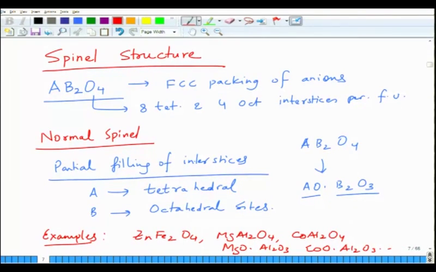So, we will stop here and then we will get back to the structure of a spinel in the next lecture.